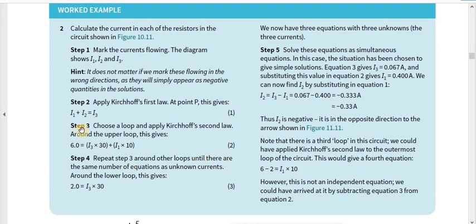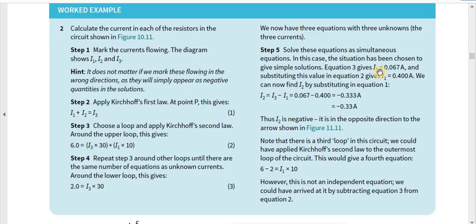Now you can see we have this equation, and this one. So we have 3 equations and 3 unknowns. The unknowns are I1, I2 and I3. If the number of equations is equal to or greater than the number of unknowns, that means we can find all of the unknowns. We now have 3 equations with 3 unknowns, the 3 currents. Solve these equations as simultaneous equations. In this case, the situation has been chosen to give simple solutions.